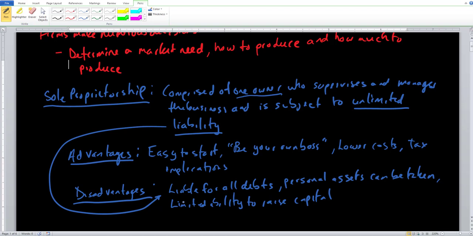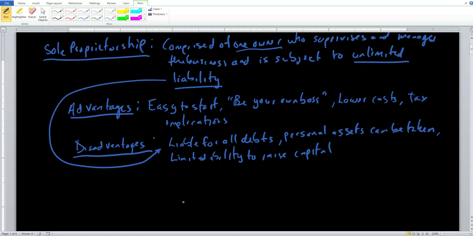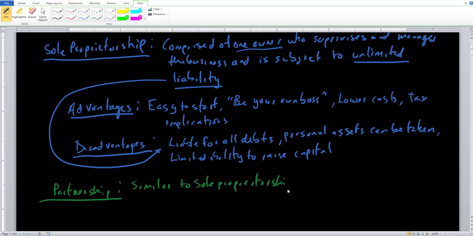The second type of firm that you can set yourself up as is going to be the partnership. And the partnership has a lot of similarities to the sole proprietorship, except there are going to be a few differences. So the partnership, like the name implies, is going to involve more than one owner. So it's similar to a sole proprietorship, but involves more than one owner. And the key word here is more than one owner.